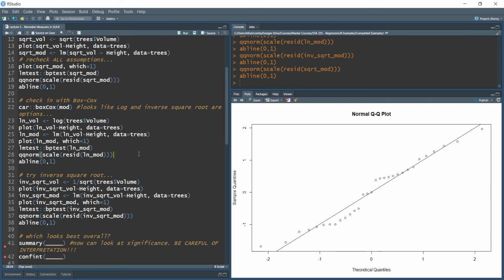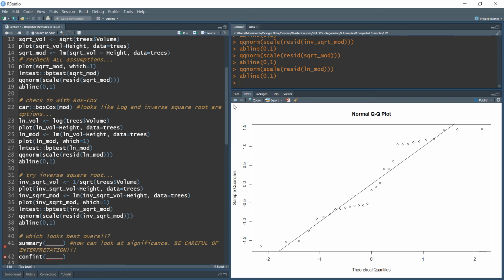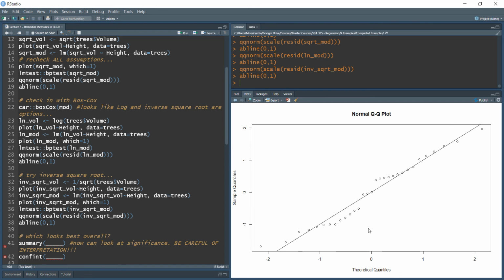And then comparing with that natural log and the inverse square root. Yeah, this has those points. I really don't like those points, making that a really sharp looking S shape versus this inverse square root, which has a little bit of deviation, but it seems relatively mild in comparison to those others. It really does look like the inverse square root for this data is the best transformation.